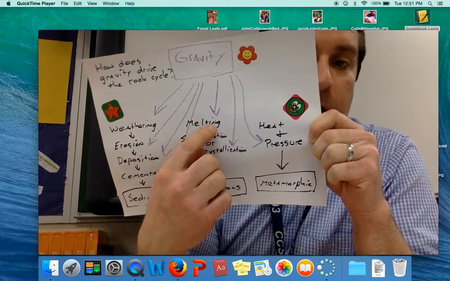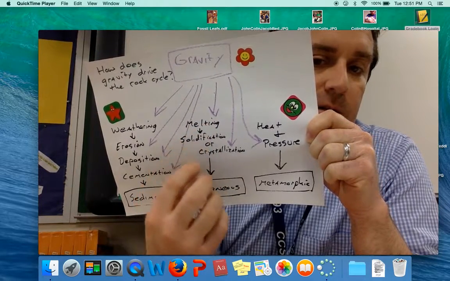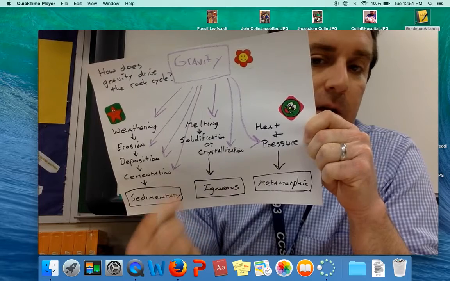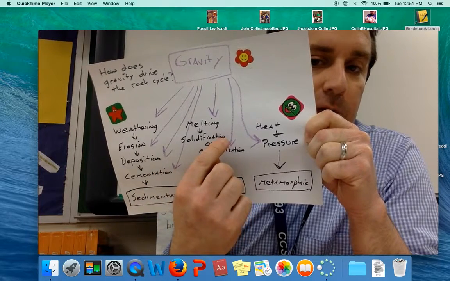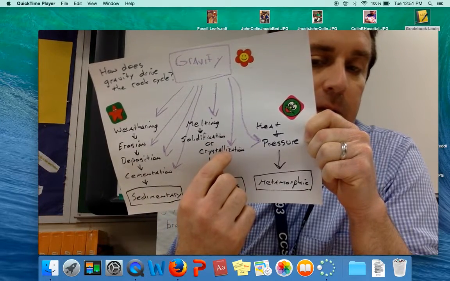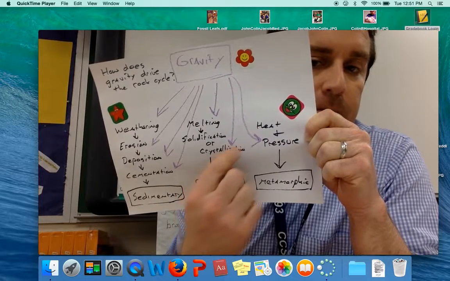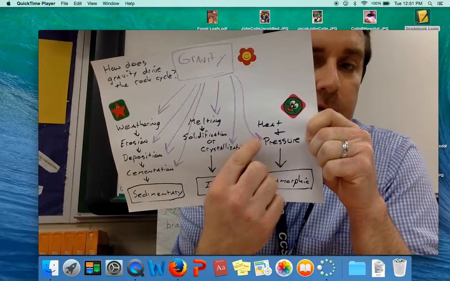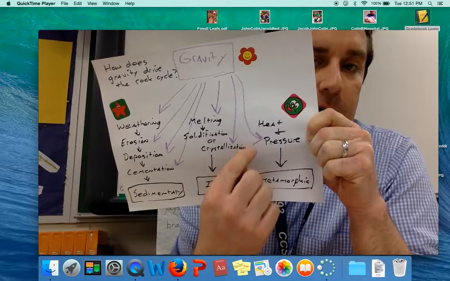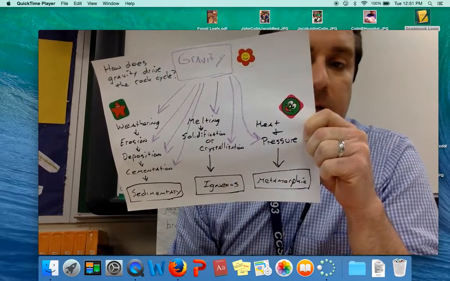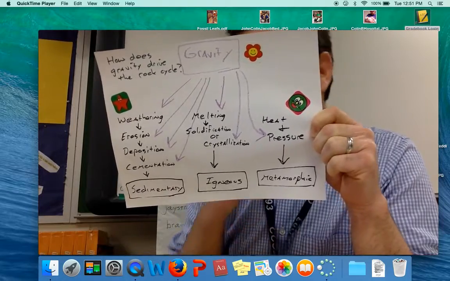Gravity can also cause rocks to sink into the earth and melt. Gravity could also cause rocks to rise up a little bit when they're underground and crystallize. And then the pressure part of heat and pressure is caused by gravity. So gravity can have a big effect on the rock cycle.